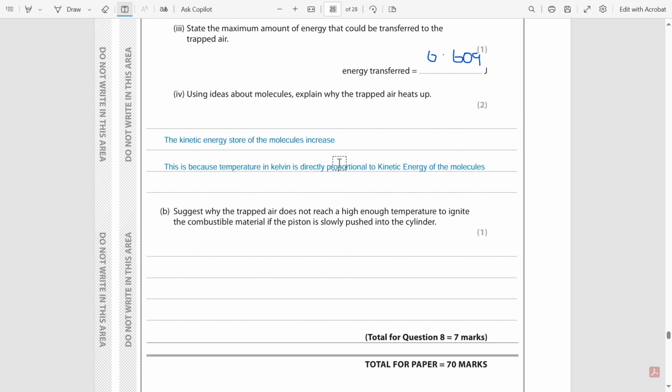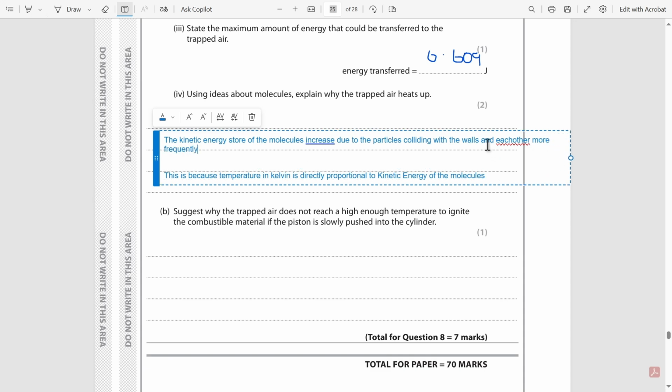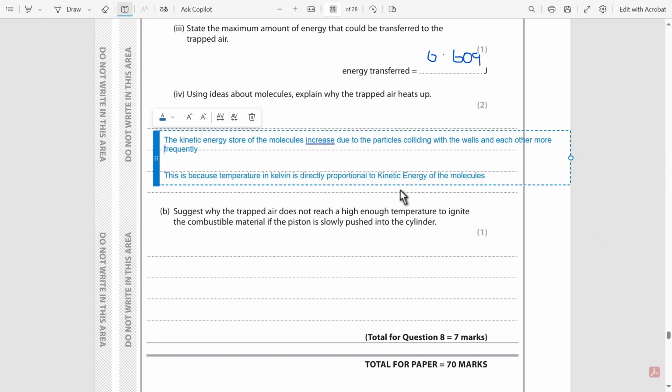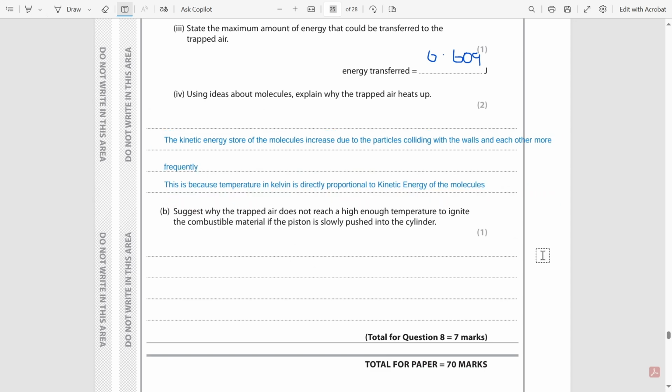The kinetic energy store of the particles increases, by the way, because they're closer together and they're bouncing off the walls more. So we should probably say that so it makes more sense. Due to the particles colliding with the walls and each other more frequently. That's why, guys. If I got you confused, I hope that makes more sense.